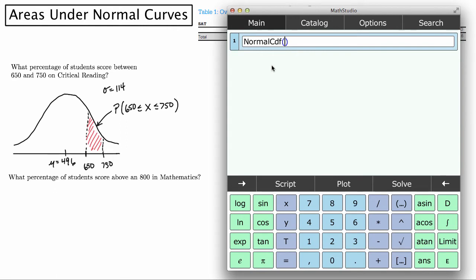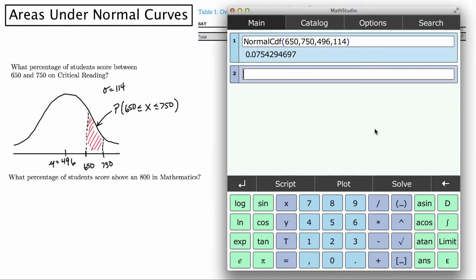And the normal CDF command takes 4 arguments. You need to tell me what the lower bound is, what the upper bound is, what the mean is, and what the standard deviation is. So for this problem, we have a lower bound of 650, an upper bound of 750. You can see our area here is bounded by those two numbers. We have a mean of 496 and a standard deviation of 114. If I hit solve, this will return the area to me.